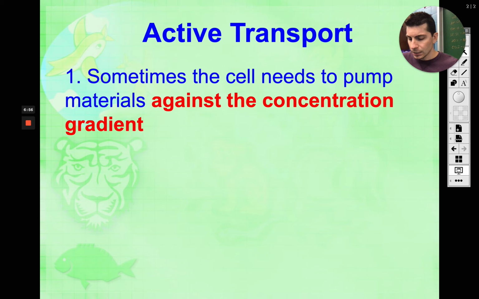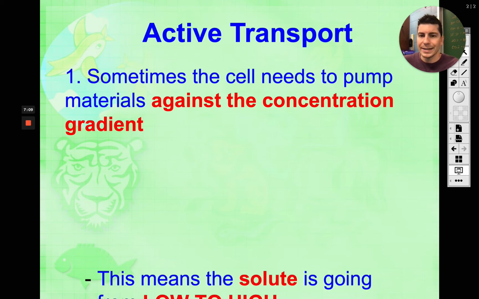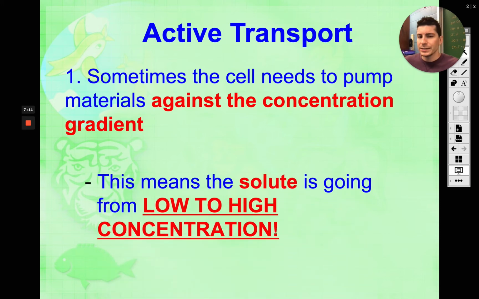So what we're going to do with active transport is we are going to move the opposite way. Diffusion, osmosis, facilitated diffusion. We are always moving from high to low concentration. Active transport, we are going to go against the concentration gradient. What this means is we are still moving those solute particles, but we are going from low to high concentration. Okay?